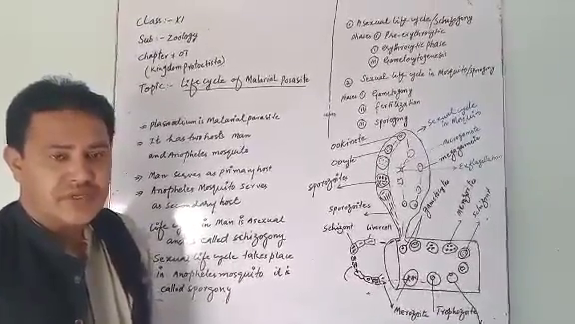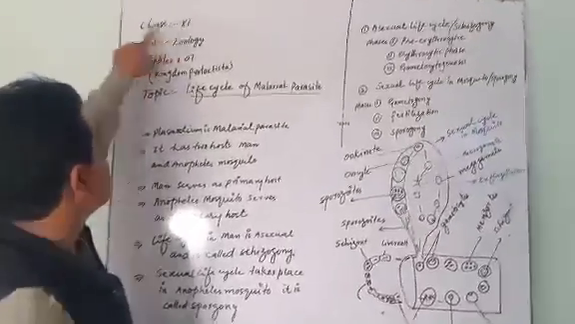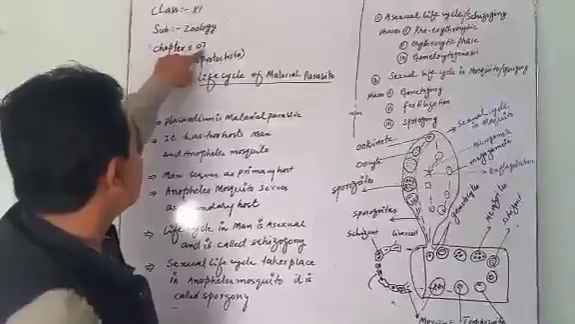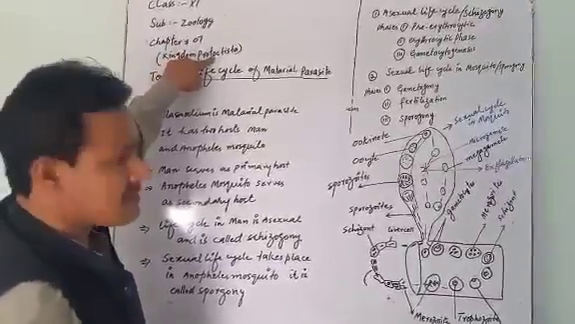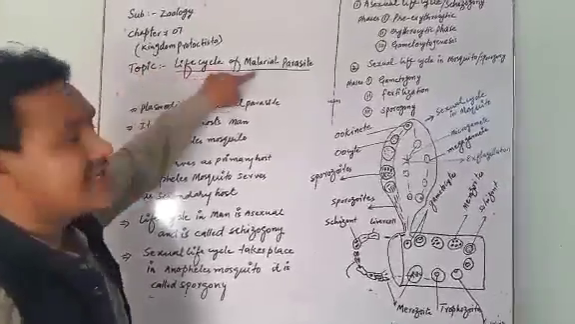Today my topic is from class first year, subject Zoology, chapter number 7, Kingdom Protoctista. My topic is life cycle of malarial parasite.